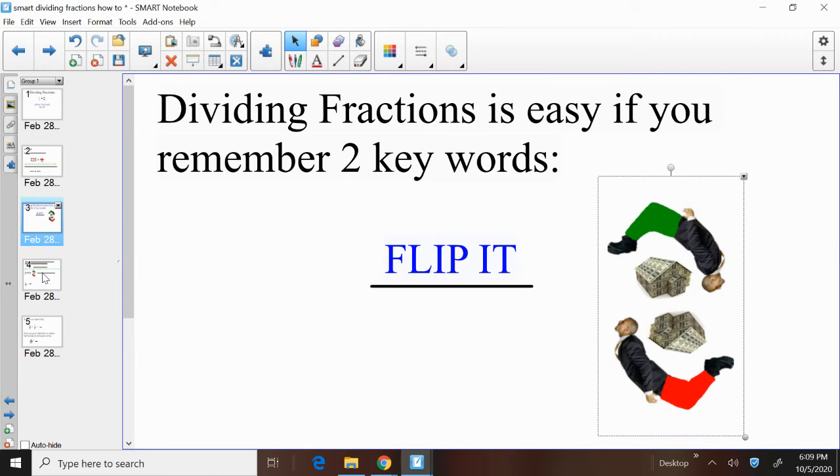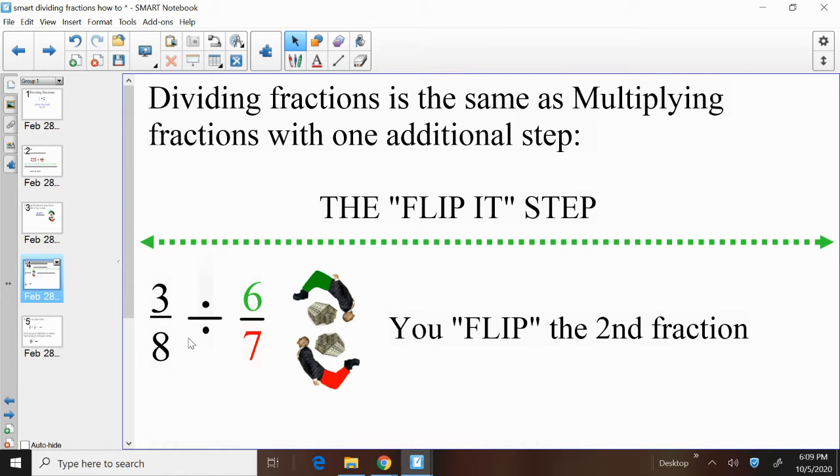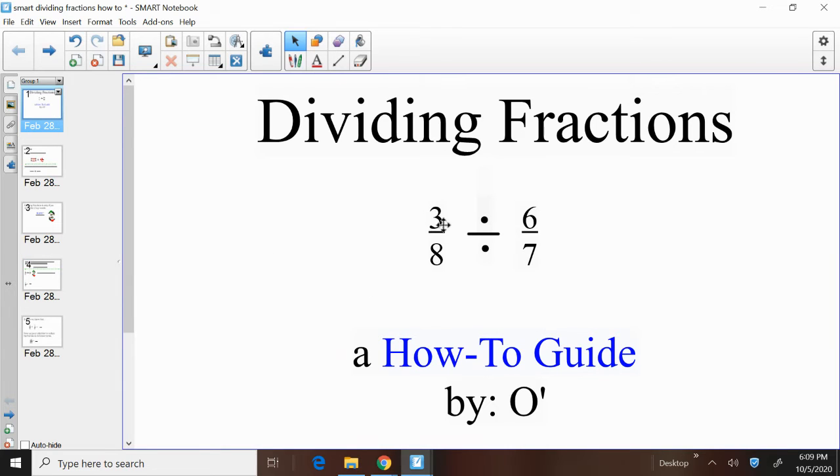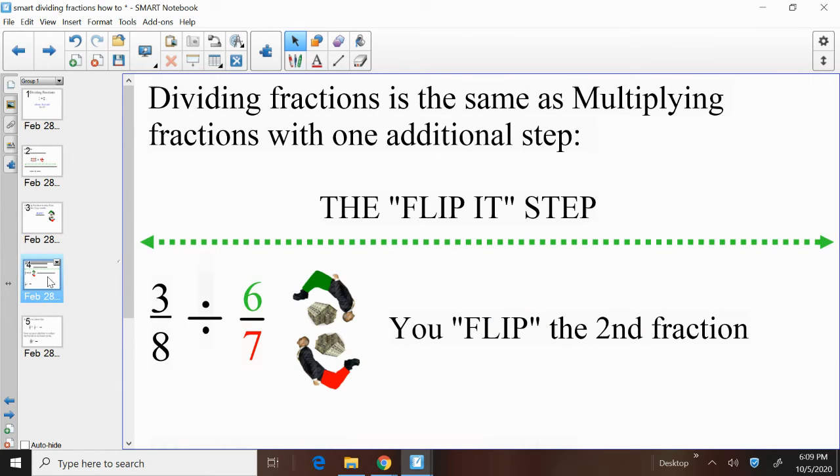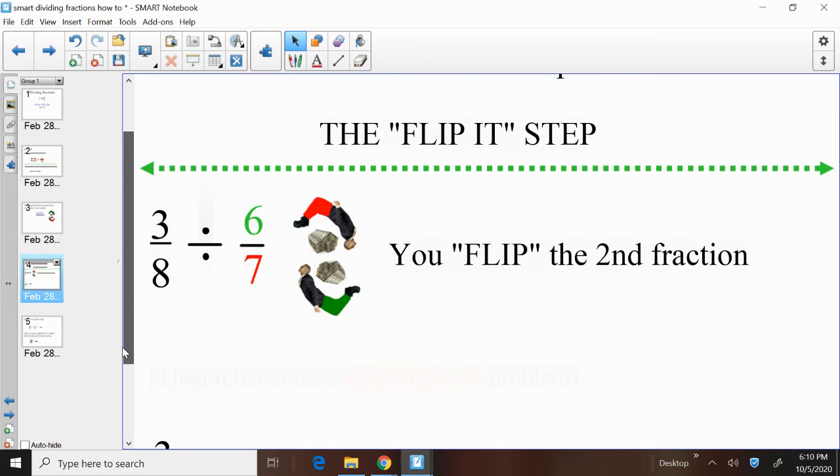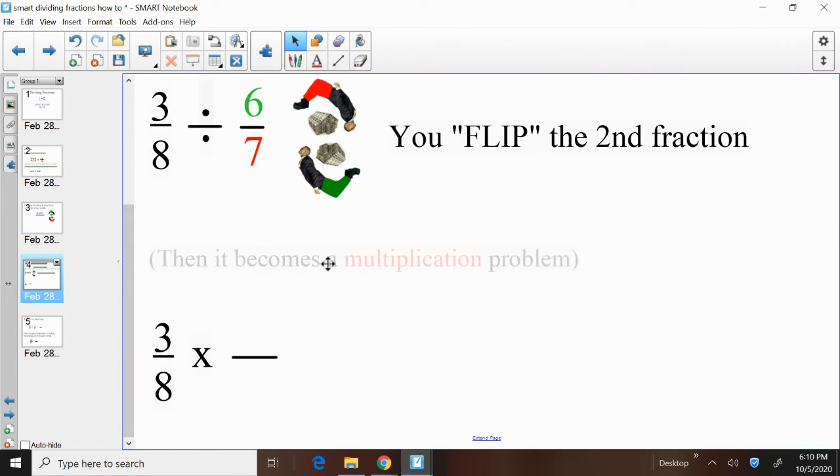So with that being said, if we did have 3/8 divided by 6/7, just like we had here to open up the video, and hopefully you'll notice that the 6 and the 7 are color-coded. So when we're dividing fractions, 3/8 divided by 6/7, we're going to flip it. So in other words, the green and the red are going to flip. So the 6 is going to go down where the 7 was, and the 7 is going to come up where the 6 was, and then it becomes a multiplication problem.